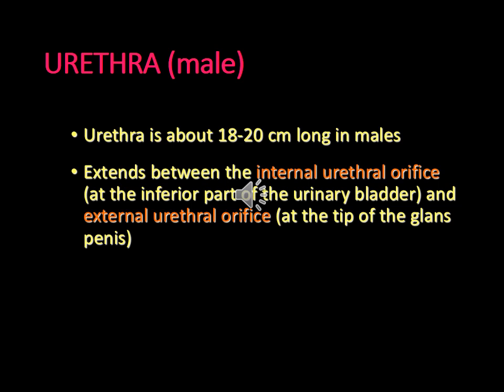And then it will pass through the prostate, then through the urogenital diaphragm, that is, the deep perineal pouch, before it enters the bulb of the penis, and it will traverse the corpus spongiosum, where it will be called the spongy urethra, before it opens at the tip of the glans penis.